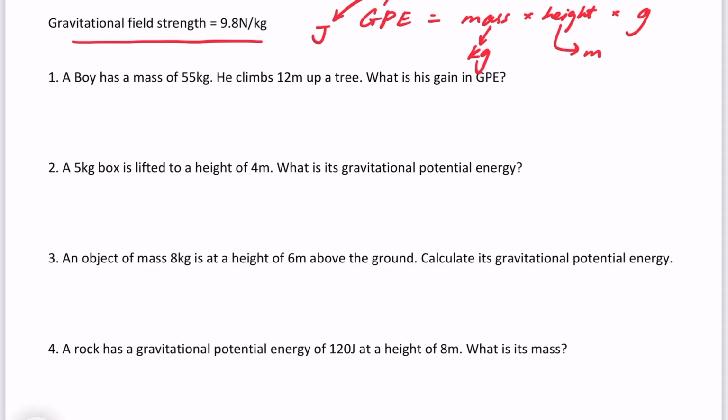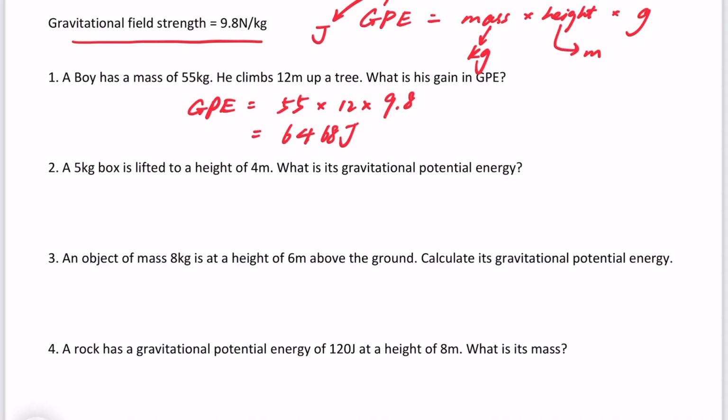So question 1, it says, a boy has a mass of 55 kilograms. He climbed 12 meters up a tree. What is his gain in gravitational potential energy? According to the equation, gravitational potential energy equals the mass, which is 55, times the height, which is 12, times the gravitational field strength, which is 9.8, which would equal 6,468 joules. Let's move on to question 2.